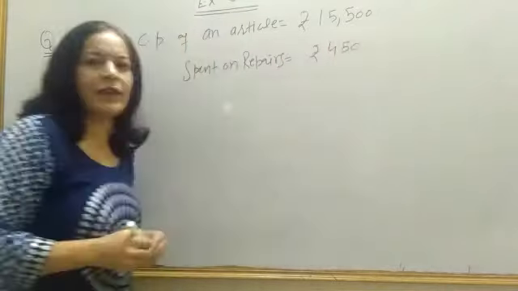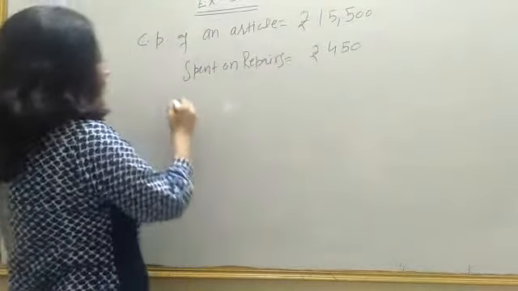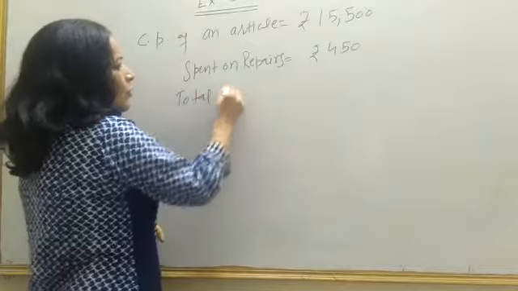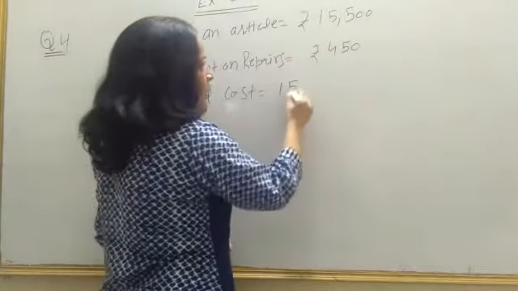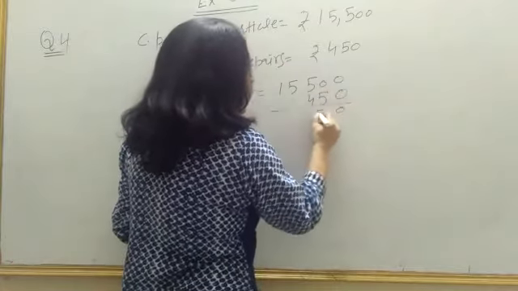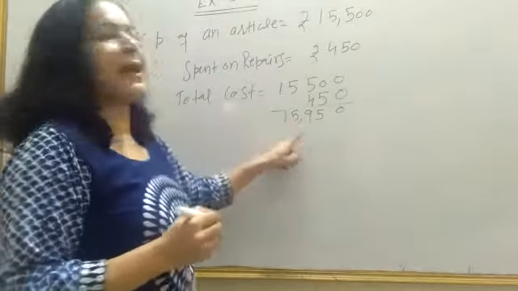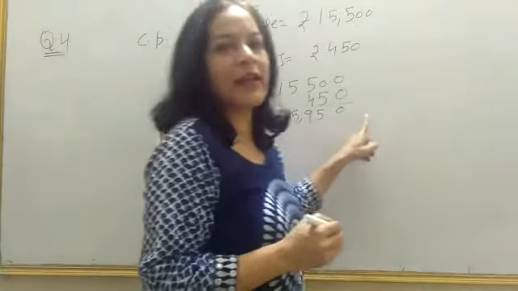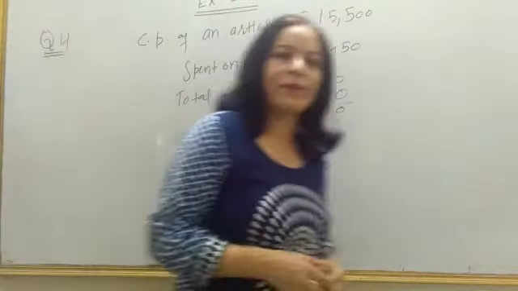450. You bought the bicycle for 15,500, and spent 450 on repair, for example getting a lock and a bell fitted. So what is the total cost for you? You bought the bicycle for 15,500 and spent 450 on accessories, so the bicycle cost you 15,950. So it is the cost price for you, 15,950.